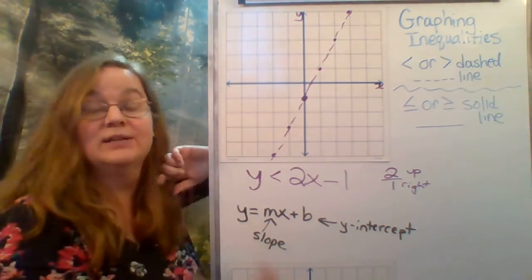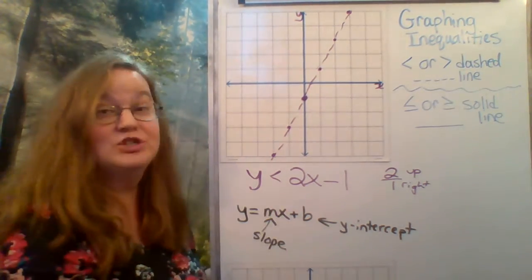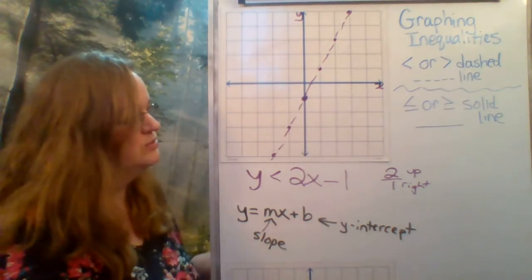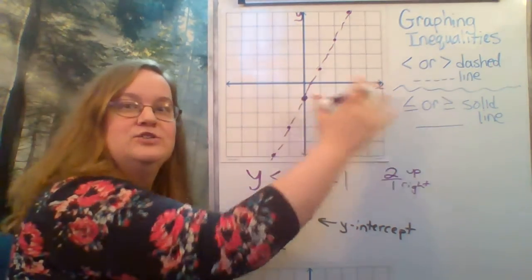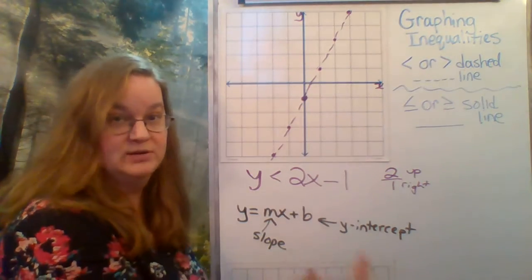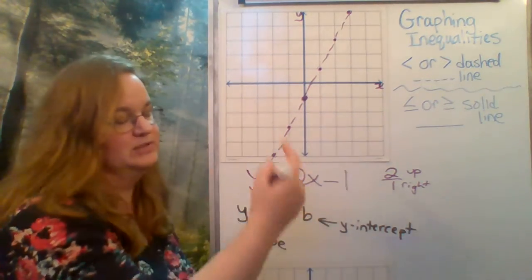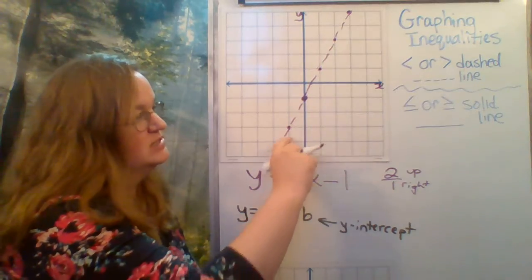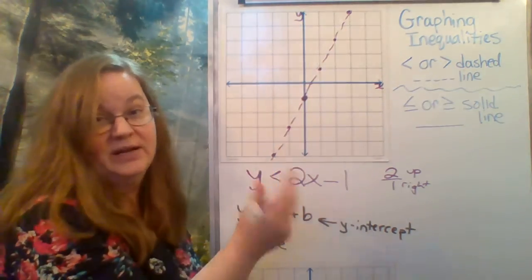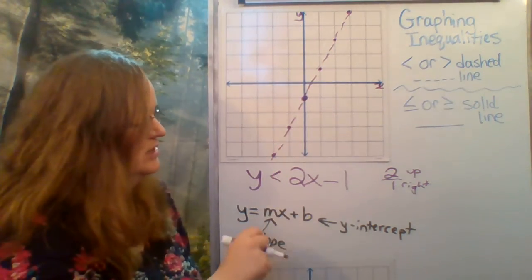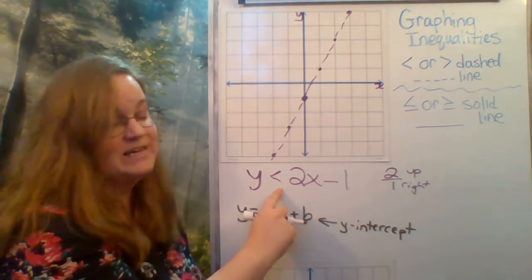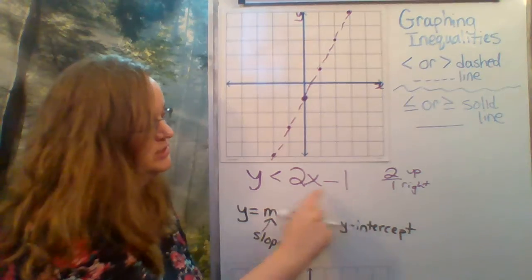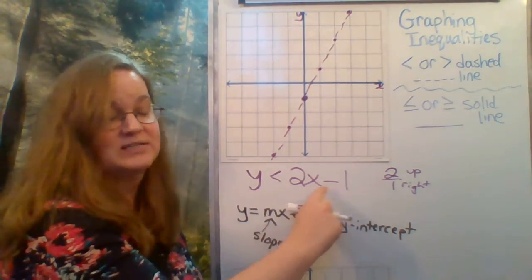All right, now the last bit is I have to shade in the direction. With an inequality, there's a whole region where there are possible points that are going to work instead of just the points on the line. And in this case, because it's less than, none of the points on the line are part of the solution. It's only in the shaded area. So the y's are less than 2x minus 1. So the y's are less than this line.